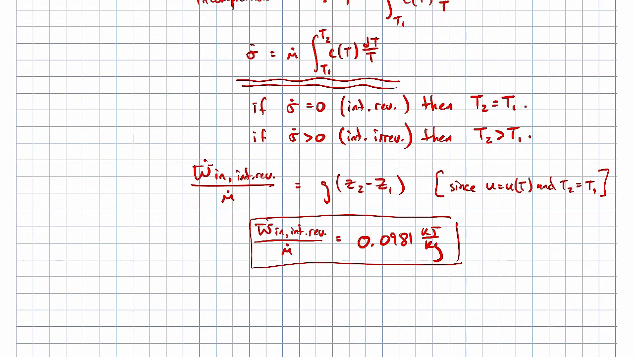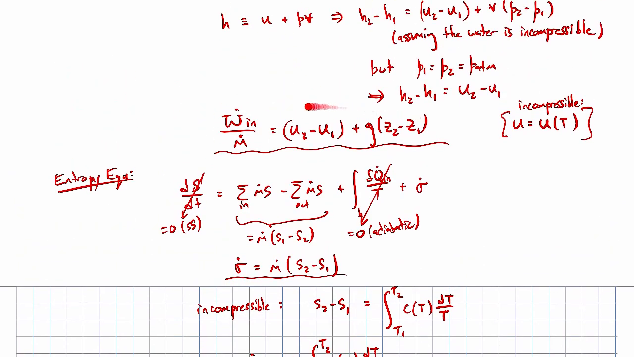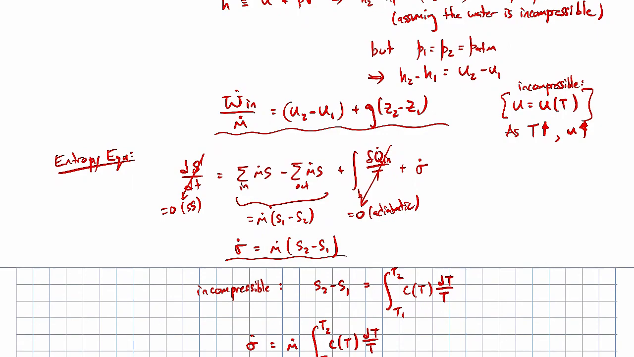Now let's consider the internally irreversible case. So when sigma dot is greater than 0, we know that T2 must be greater than T1. We proved that from the entropy equation. If that's the case, then you go back up to the first law. Since U is a function of temperature, and as T increases, we know that U must also increase. You know this from all the tables you've worked with. The internal energy goes up. So if T2 is greater than T1, then U2 minus U1 will be a positive number, so then the work will be larger than that for the minimum or internally reversible case.